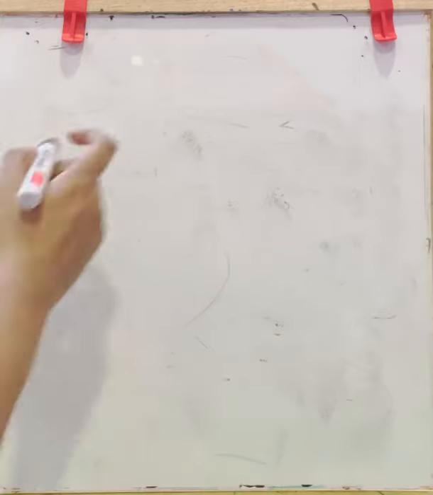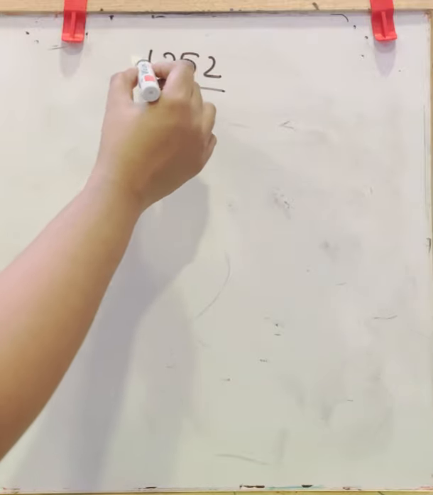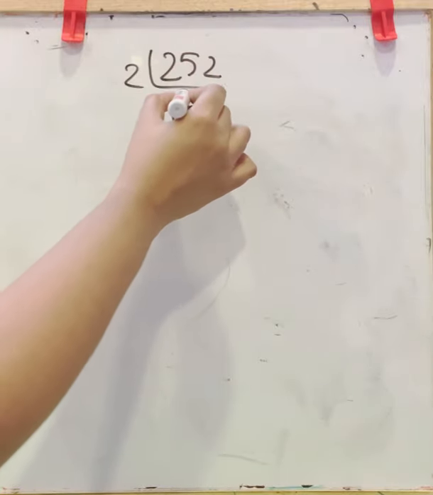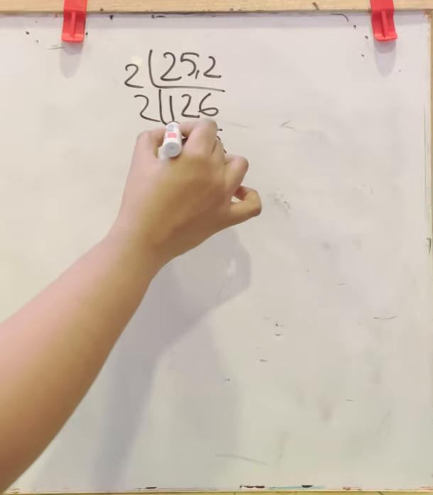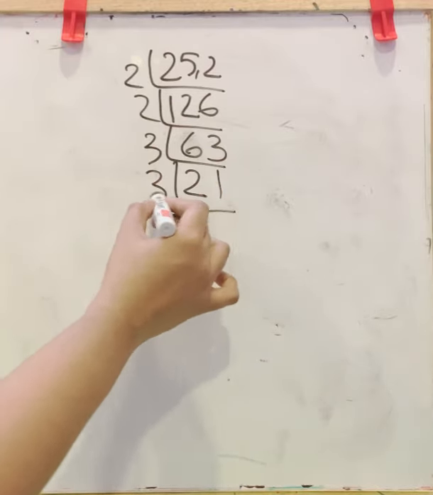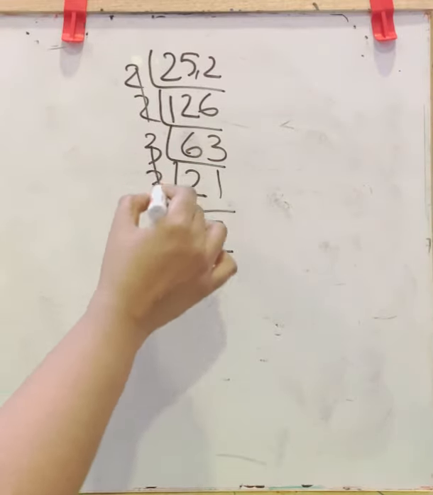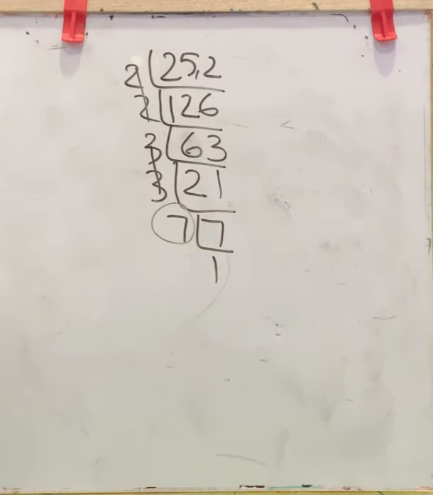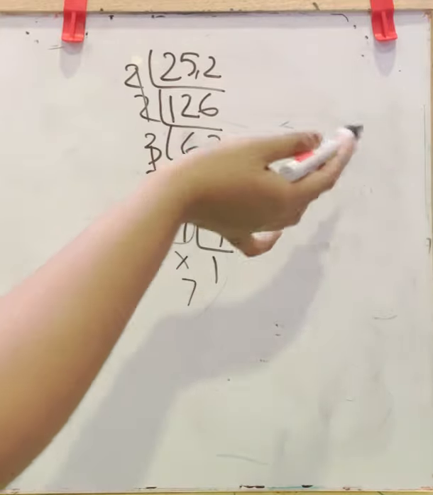So the first question is 252. Anyway, you have to find the prime factorization. 2 into 126, 2 into 63, 3 into 21, 3 into 7, 7 into 1. So while pairing, we have 7 left. So in the previous question, you would say which number should be multiplied. So we would say 7 should be multiplied and make it a bigger number than this.